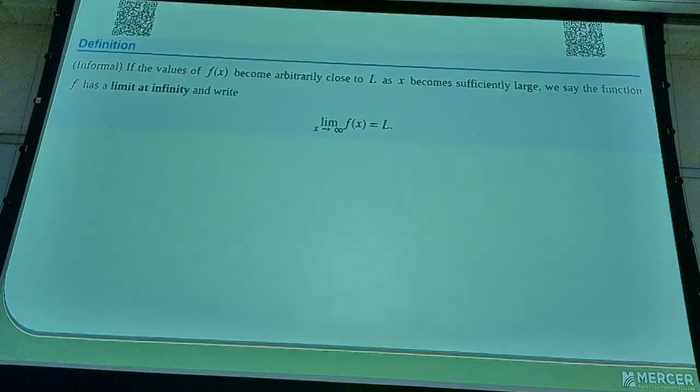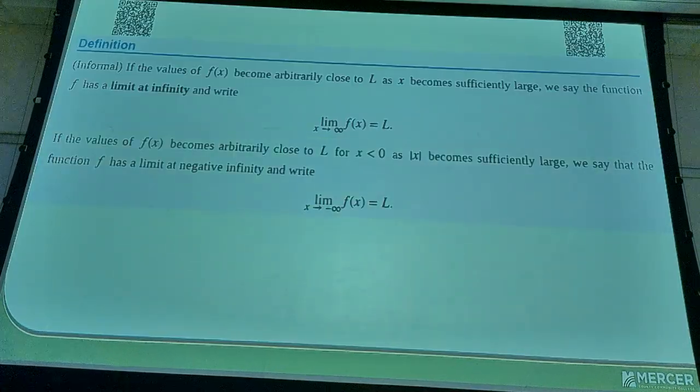These are called limits at infinity. There are two broad types: the limit as x approaches infinity, and x approaching negative infinity. So the right-hand behavior, the left-hand behavior. It's what is the function doing on the ends? Infinity is the right end, and negative infinity is the left end.